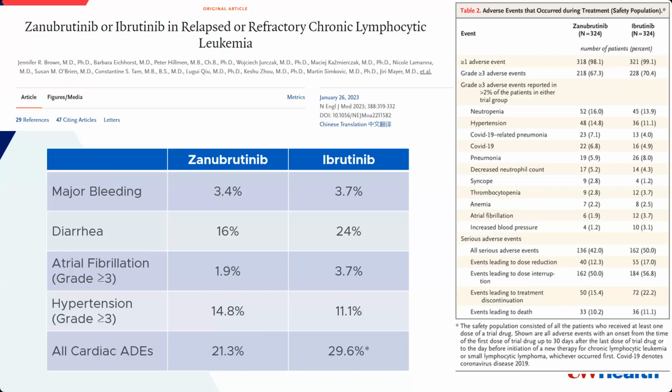You will see that there's a little more grade 3 or higher hypertension in zanubrutinib, but again, all cardiac adverse effects are worse with ibrutinib.